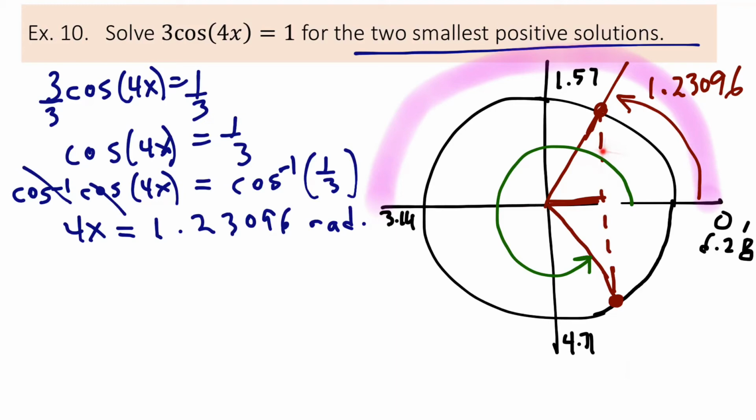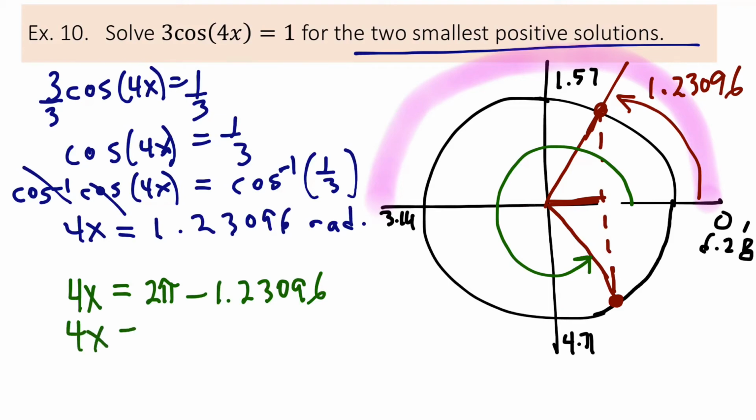So I can take one full revolution, 2 pi, and subtract off 1.23096, and that'll give me that green angle. So that means my angle 4x is equal to 2 pi minus 1.23096. So that's, if you type it into your calculator, you should get 5.05223 radians. So that's this one here, 5.05223 radians. Okay, so there's one more step.